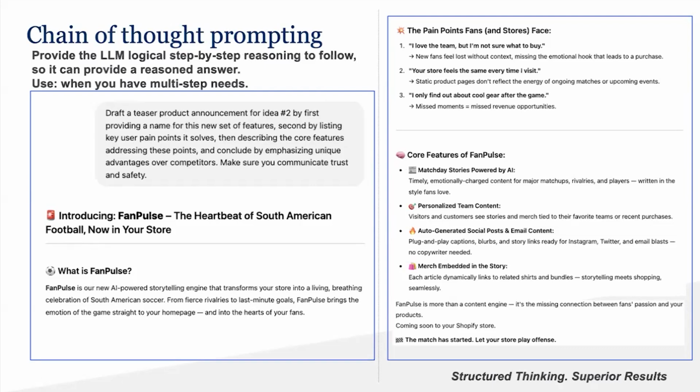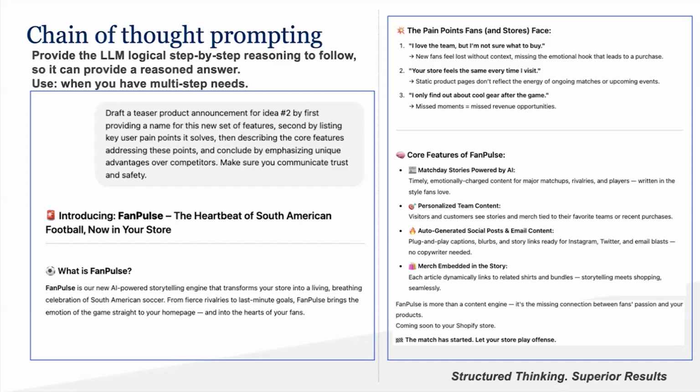So the prompt that I use here for the same example for my soccer merchandise store is: I want to create a teaser product announcement by, number one, first providing a name for this new set of AI features. Number two, by listing the key user points and the key user pain points that it solves for. And then number three, describing the core features that are addressing these points.